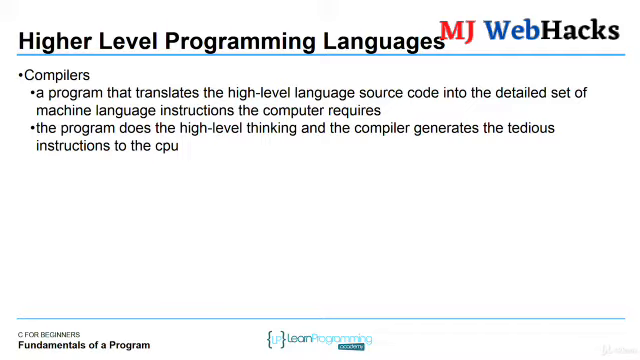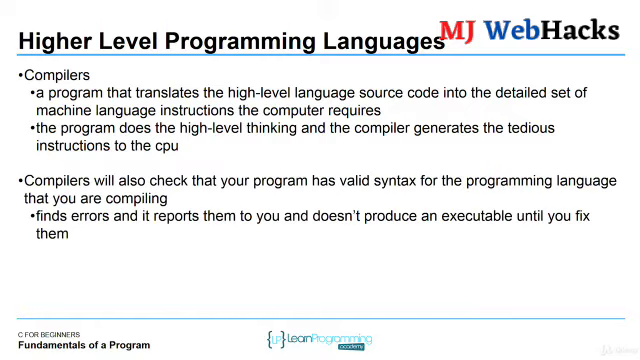So we're going to use a compiler in this class to do exactly this. We're going to write source code in a much high-level abstract form, and then we're going to run a program called a compiler to convert that code into something that the CPU understands. The other thing about compilers is they're also going to check whether or not your program has valid syntax.